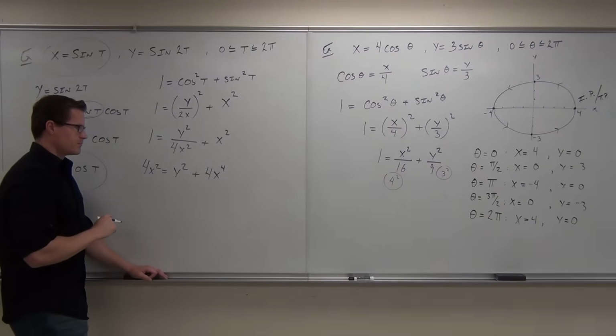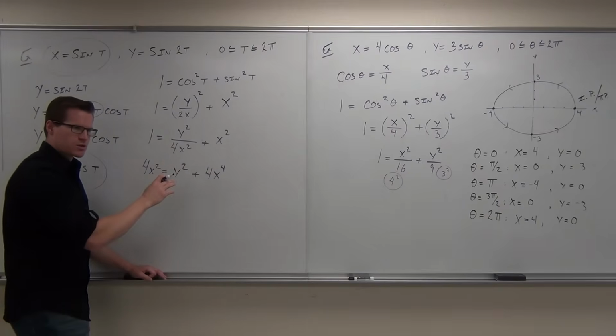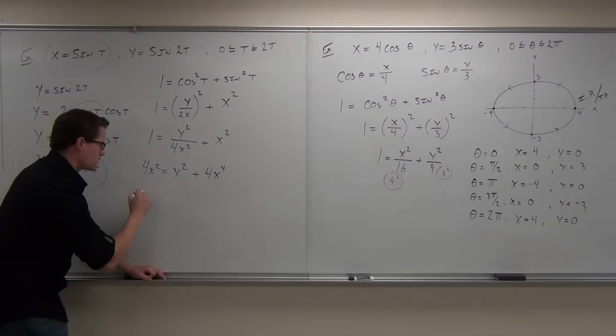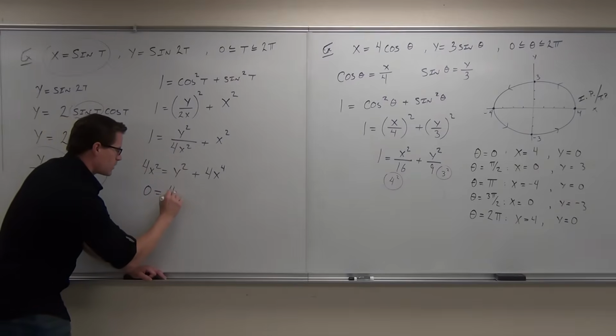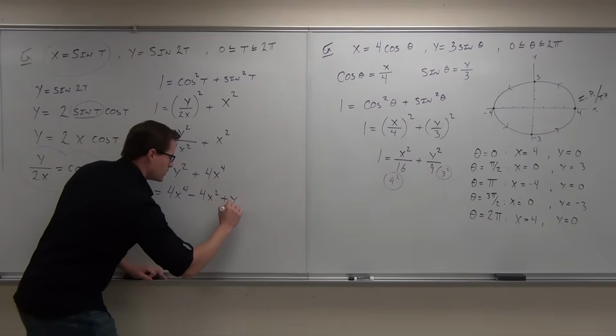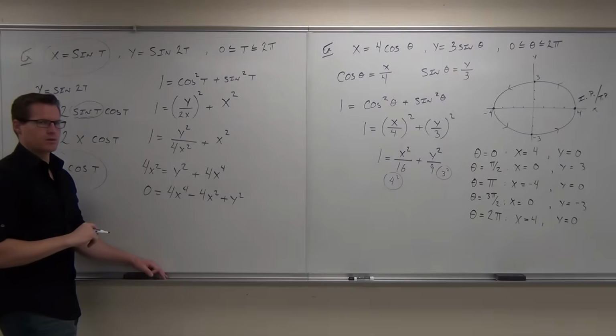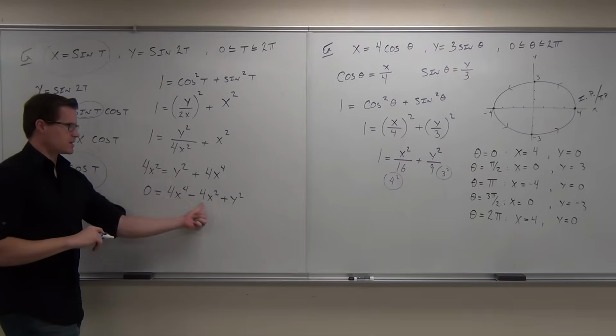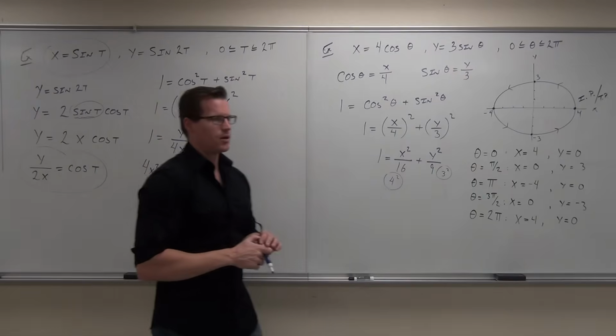Yeah. Maybe you get everything to one side. We like functions looking like that. So subtract this. I get 0 equals 4x to the 4th minus 4x squared plus y squared. Can you verify the algebra on that one? Yeah. Subtracting this plus that.